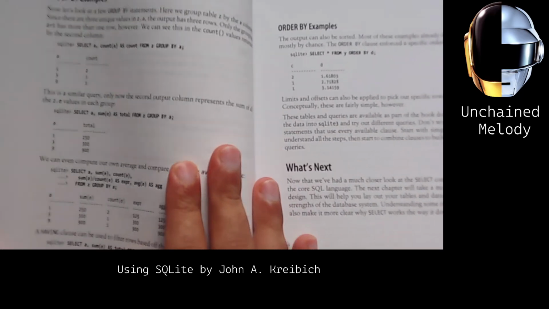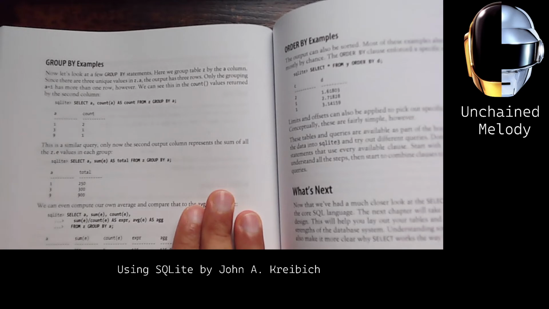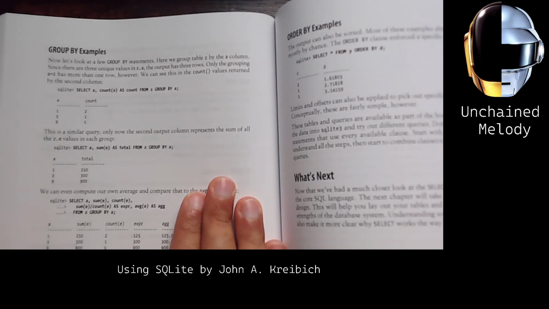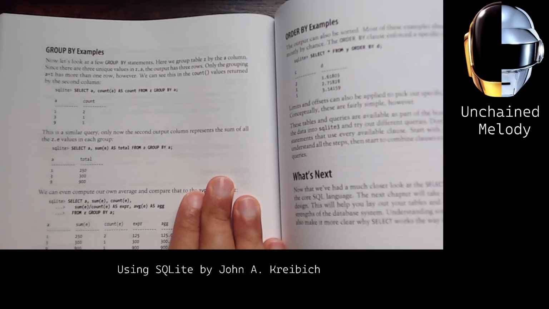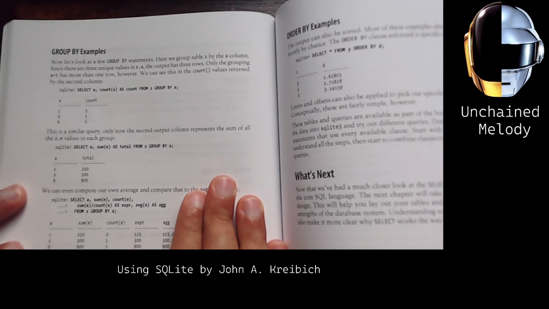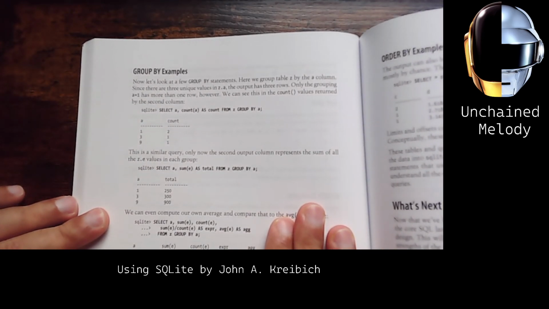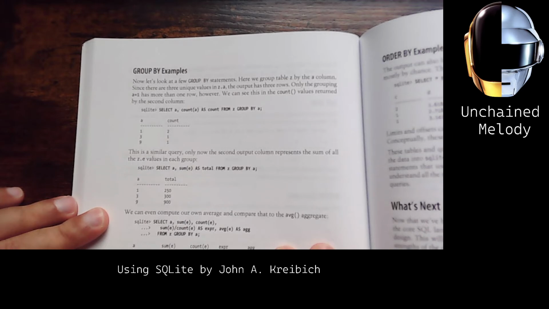Group by examples. Now let's look at a few group by examples. Here we group table Z by a column. Since there are 3 unique values in Z.A, the output has 3 rows. Only the grouping A equals 1 has more than one row. However, we can see this in the count values returned by the second column. SQLite: select A, count A as count from Z group by A.